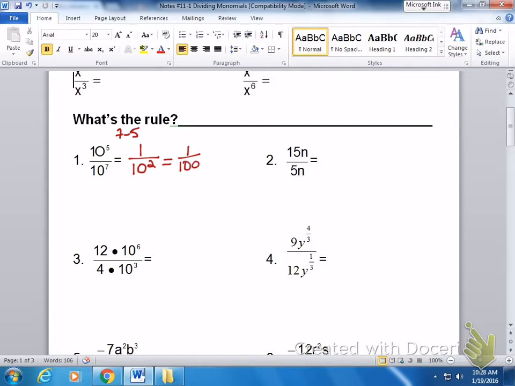Now, the other way you could have done that, guys, is you could have written 10 times 10 5 times on the numerator, 10 times 10 7 times on the bottom. 5 of them would have canceled. It would have left you 2 on the bottom.